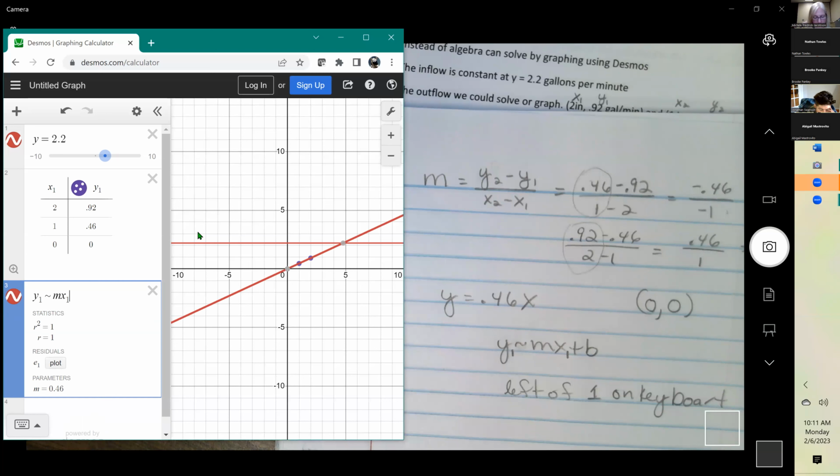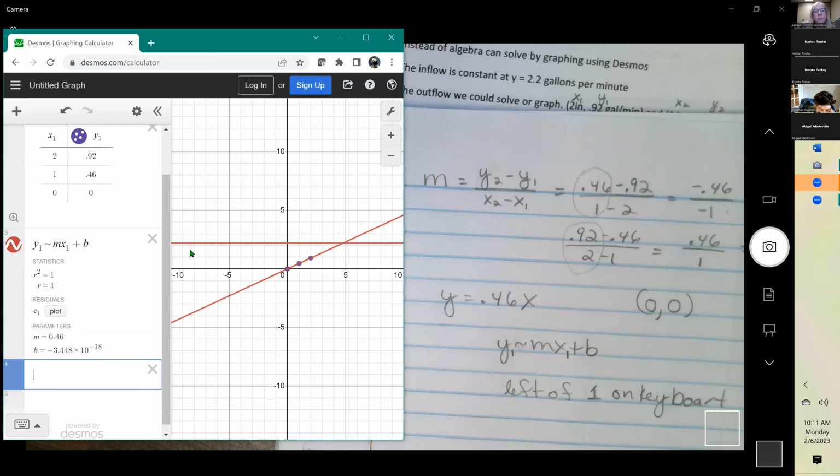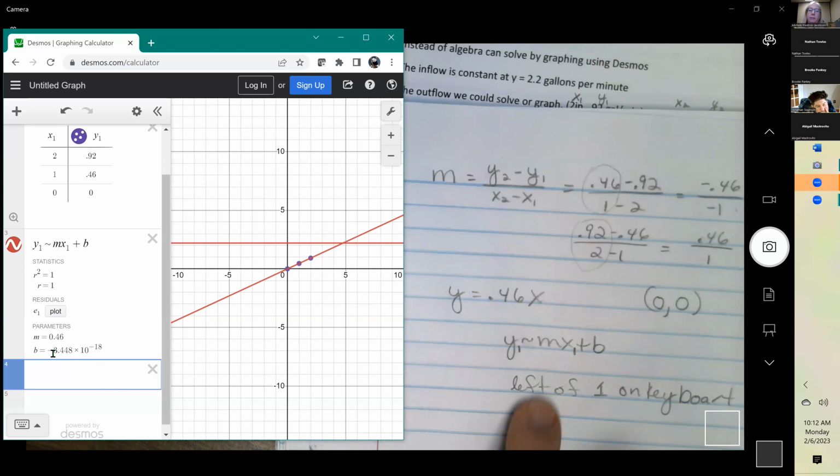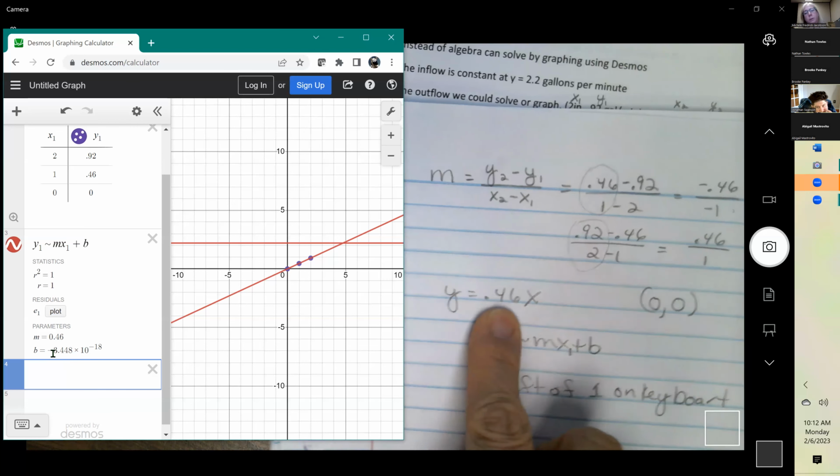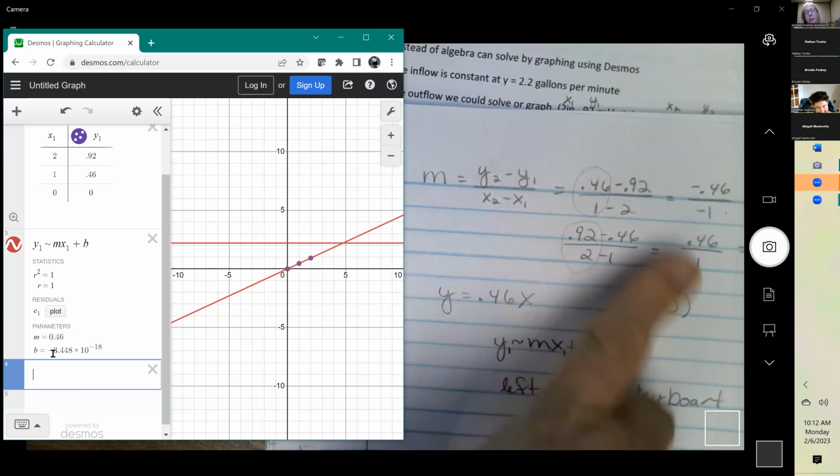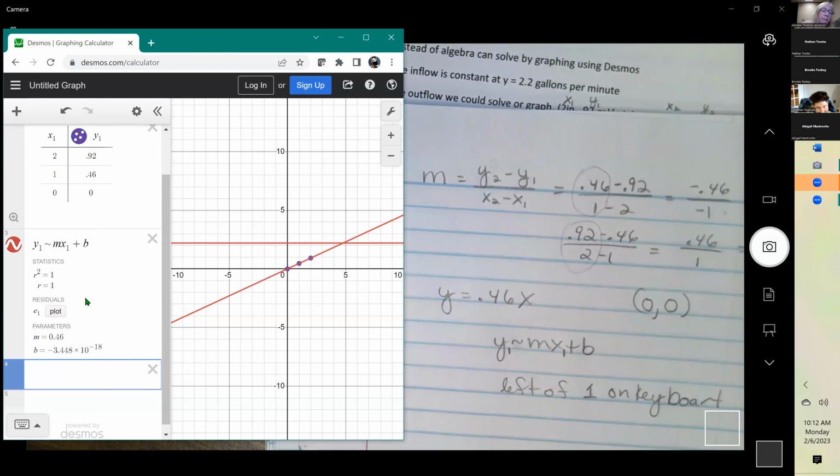Will it put something if we put b? Yeah. Notice that for b, 10 to the negative 18, that's 0. And 0.46, that's what we got here. So this was one way of finding it, using an equation, or we can use a graphing utility. Any questions on that part?